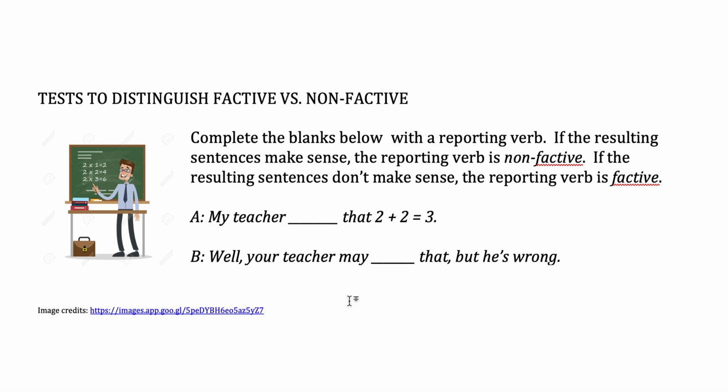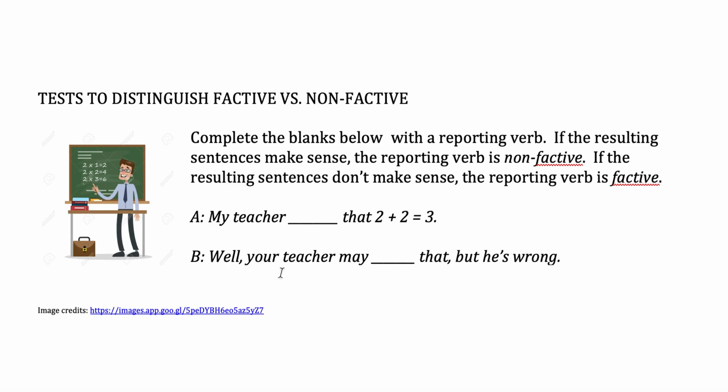So take an example. Well, my teacher thinks that 2 plus 2 equals 3. Well, your teacher may think that, but he's wrong. That makes sense. Listen to it one more time. My teacher knows that 2 plus 2 equals 3. Well, your teacher may know that, but he's wrong. That sounds weird, right? Because if he's wrong, he doesn't know.